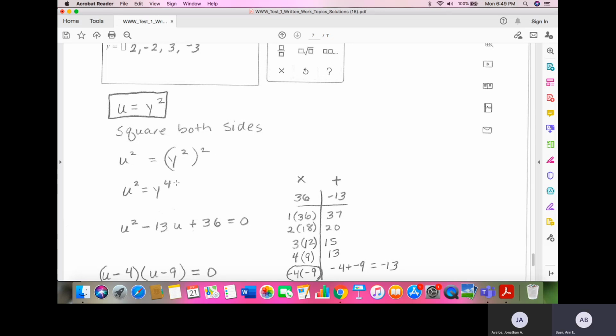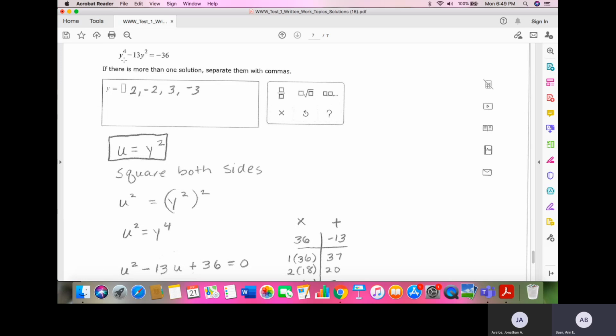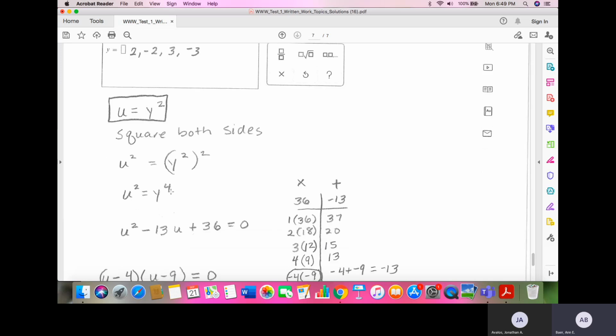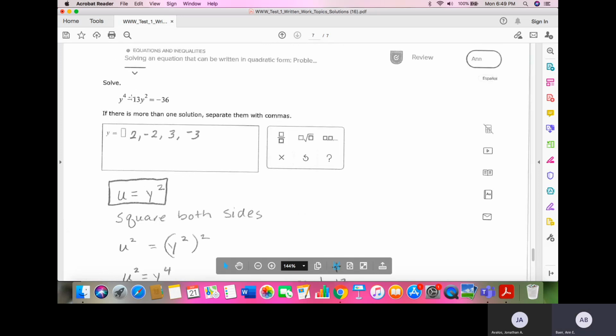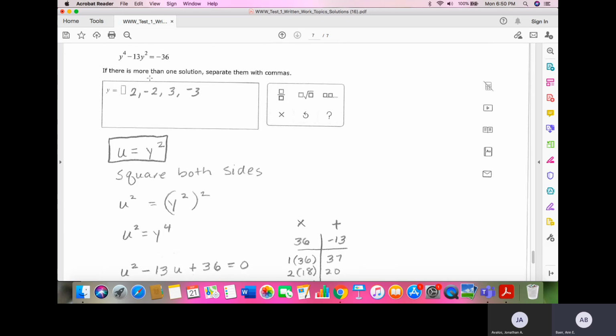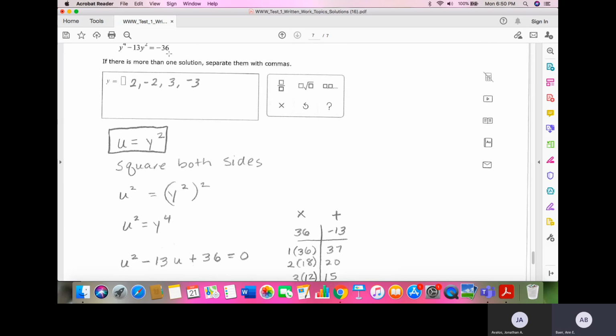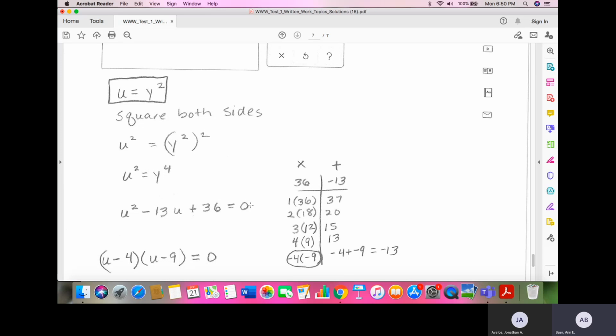So we're now going to turn this into an equation only involving u's. So this y to the 4th here, what are we going to replace it by? u squared. So we get a u squared in front here, minus 13. What are we going to replace this y squared by? u. And then we get this minus 36. We're going to put it on this side as a plus 36 equals 0.